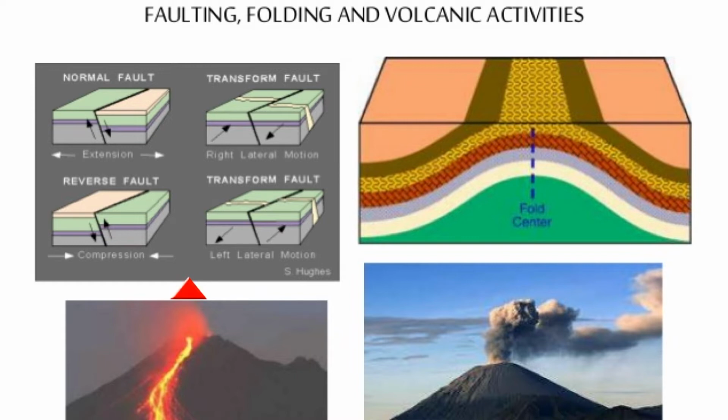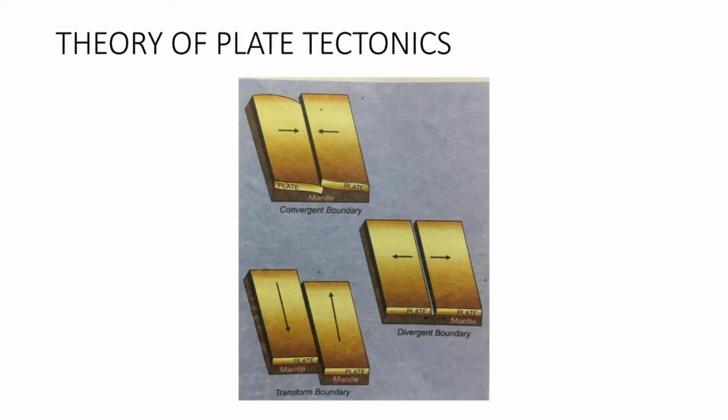The third one is volcanic activity. When two plates collide or one moves upon the other, they form some kind of activity that is none other than volcanic activity. So that results in forming different types of landforms in India.